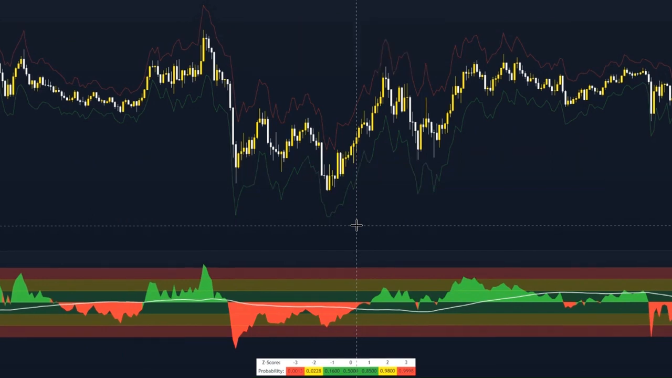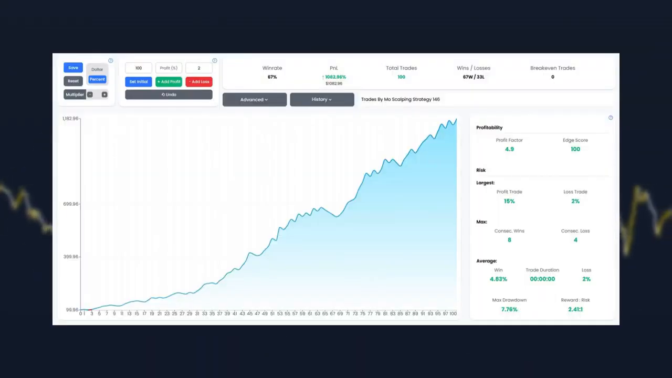Let's show you the results. Okay, so here are the results for the trading strategy. You can see we netted a 67% win rate, and overall we made a very impressive 1,082% on the account over 100 trades. You can see for the strategy, we did risk 2% per trade instead of the usual 1% per trade, and this is because we had a starting balance of $100. You can also see there we had 8 consecutive wins in a row and only 4 consecutive losses in a row.